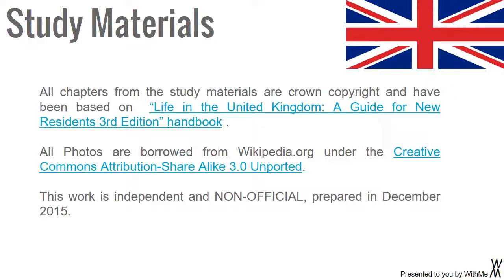Study materials. All chapters from the study materials are Crown copyright and have been based on Life in the United Kingdom, a guide for new residents, 3rd edition handbook. All photos are borrowed from wikipedia.org under the Creative Commons Attribution Share Alike 3.0 unported. This work is independent and non-official, prepared in December 2015.